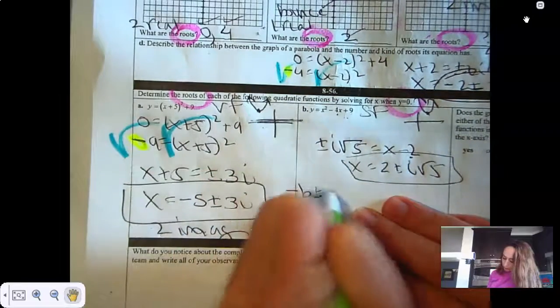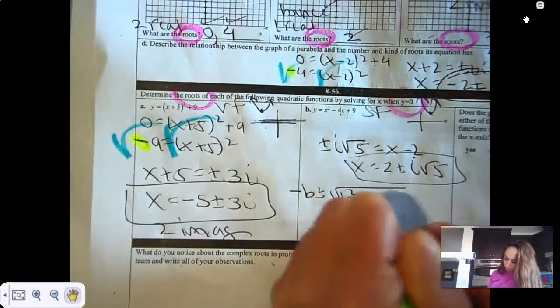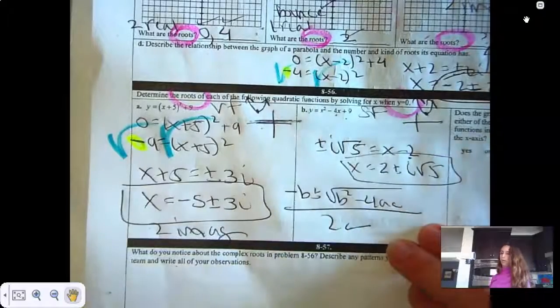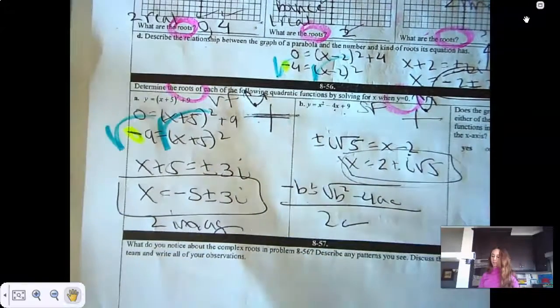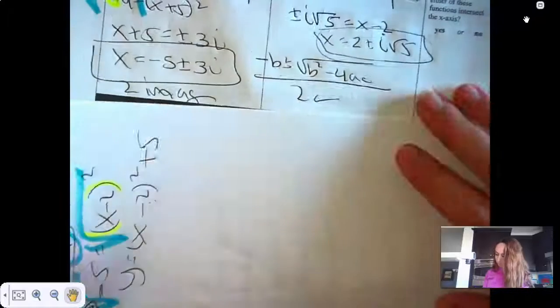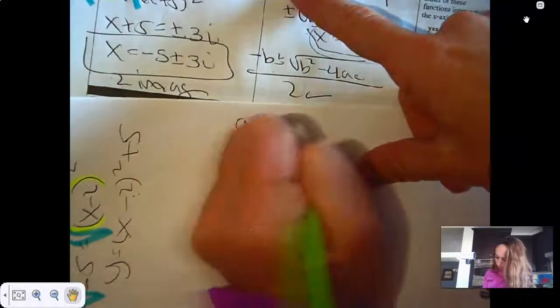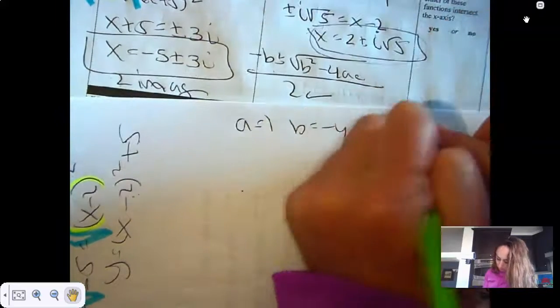Negative b plus or minus the square root of b squared minus 4ac, all divided by 2a. So if I do this right, I should get the same thing. All right, let's see. So my a is 1, my b is negative 4, and my c is 9.